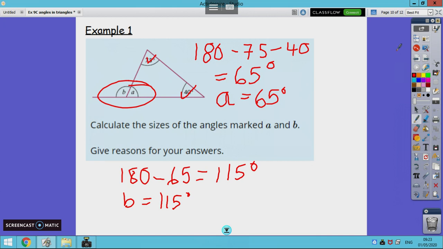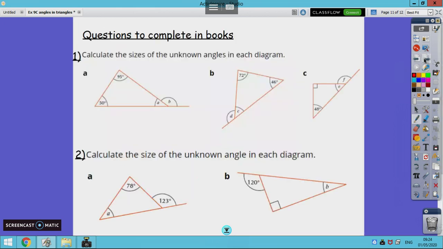Okay, excellent. So last couple of things to talk about. You've got one question here with 3 triangles on it. Now, if you can't see what the angles are, I'm going to write them in large. So this one here is 50 degrees. This one here is 95. This one here is 72, 46 down here, and 48 here. You should know what this little square means. Everyone should know what that little square means.